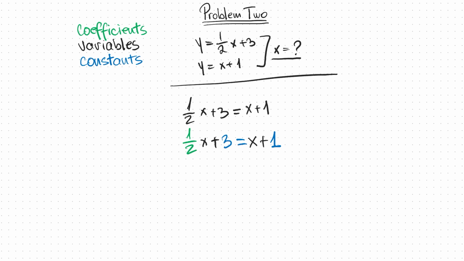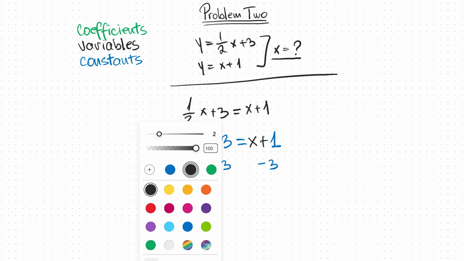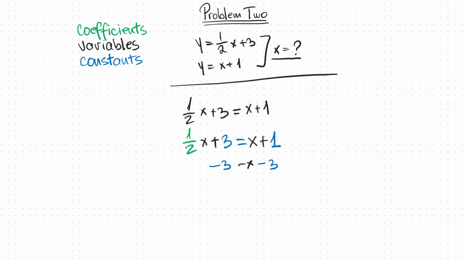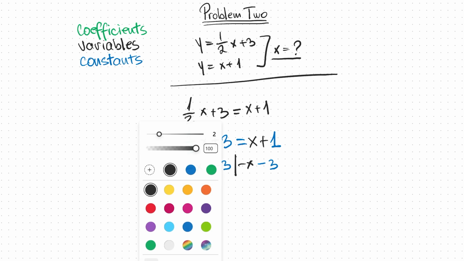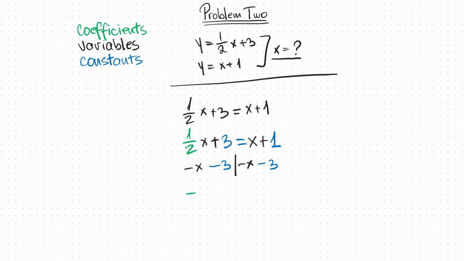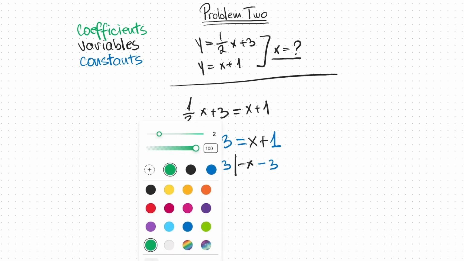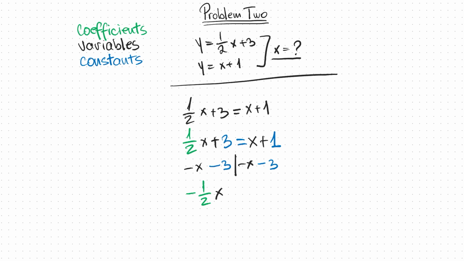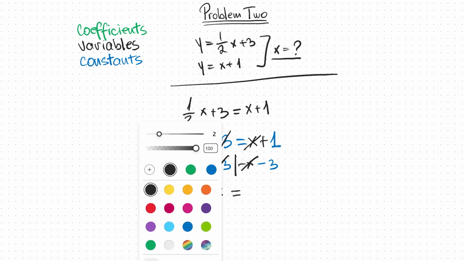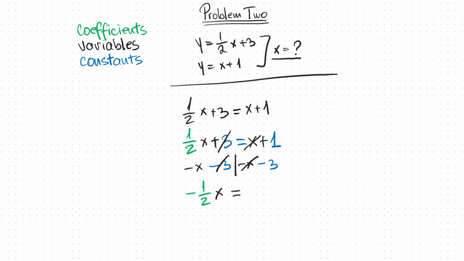So doing that will get us, we will subtract by 3 on both sides, and then we will subtract by x on both sides. So what will this get us? This will get us negative 1 over 2 times x. This 3 cancels out, will be equal to, this x is going to cancel out, and it will give us 1 minus 3, which is going to be negative 2.